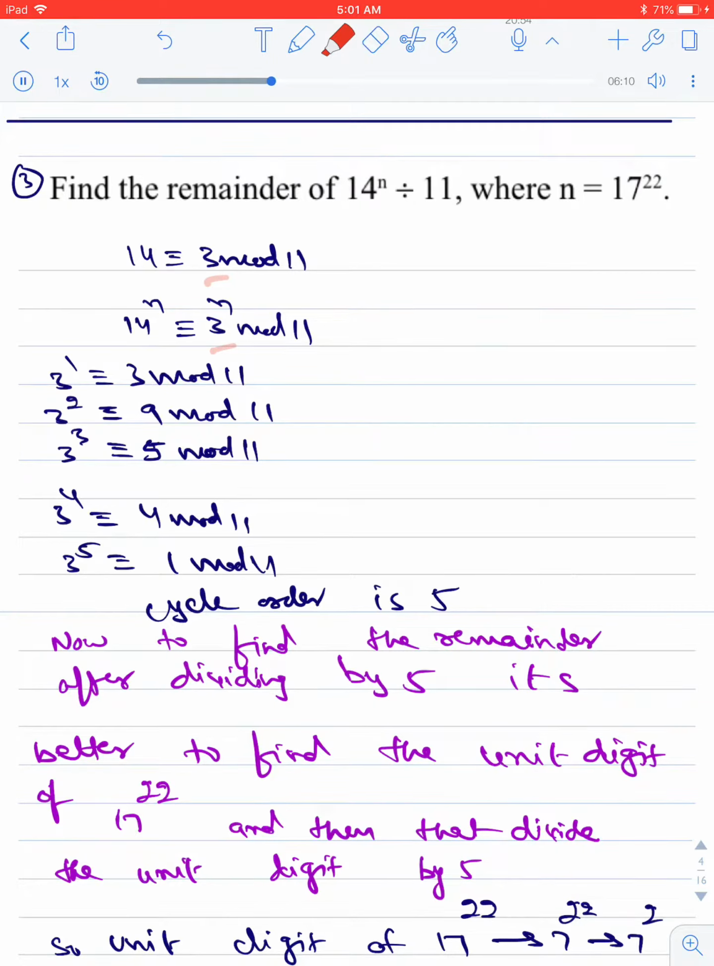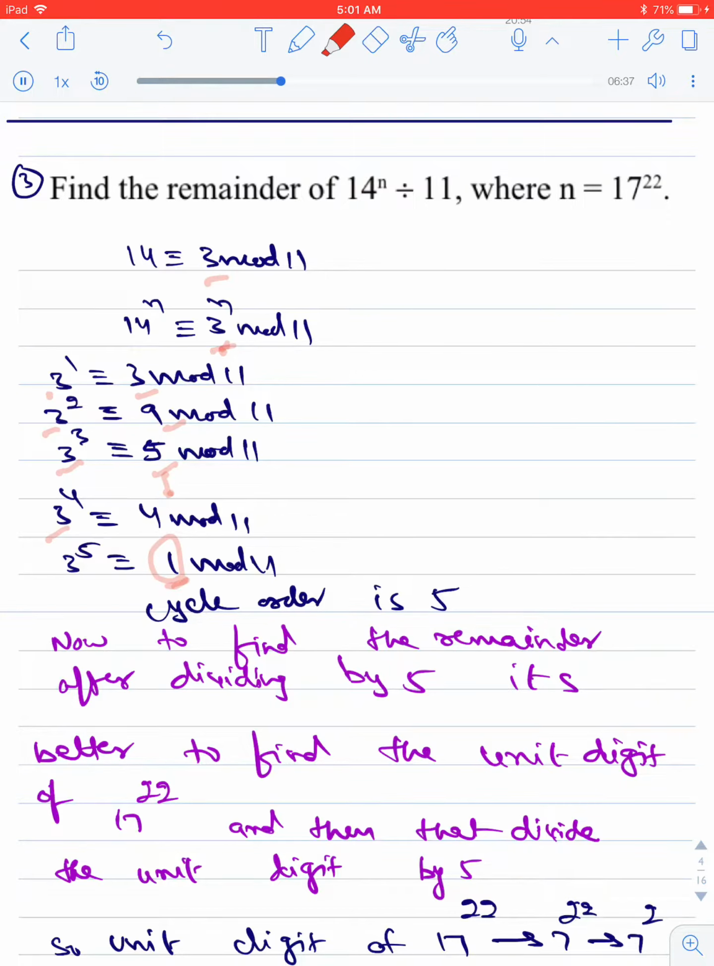Now we see the pattern of 3, because we get 3 on the right hand side. Therefore 3 raised to 1 is congruent to 3 mod 11. 3 square is congruent to 9 mod 11. 3 cube, that is 27, leaves the remainder 5 mod 11. So 3 raised to 4, again multiplying both sides by 3, is 3 into 5, 15, which leaves the remainder 4 mod 11. 3 raised to 5, multiplying both sides by 3, we get the right hand side as 12. 12 is congruent to 1 mod 11.